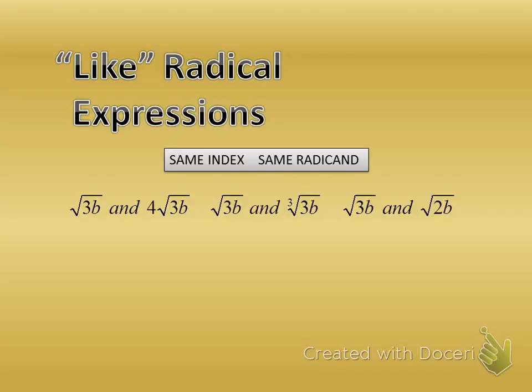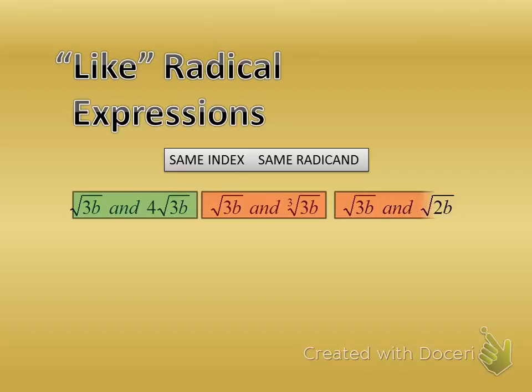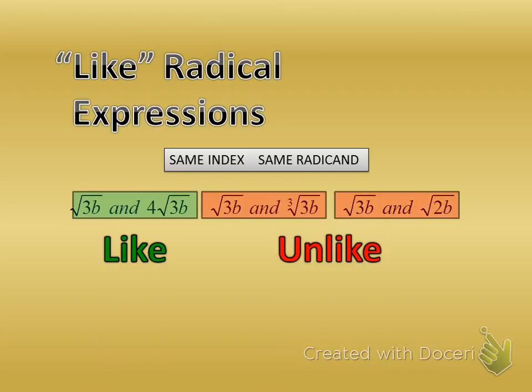Square root of 3b and 4 square root of 3b, those are like. Square root of 3b and the cube root of 3b: same radicand, different index. Not like. Square root of 3b and square root of 2b: same index, different radicand. Not like. Whenever you add or subtract these guys, they have to have the same index and the same radicand.